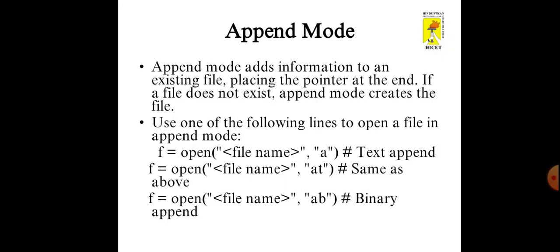The next mode is append mode. Append mode adds information to an existing file, placing the pointer at the end of the file, so you can add data at the end. If the file does not exist, append mode creates the file. Use one of the following lines for opening files in append mode: f equal to open, within the parentheses and quotes you mention the file name, comma a. a denotes a text append. at has the same meaning, and ab is for appending in binary mode.